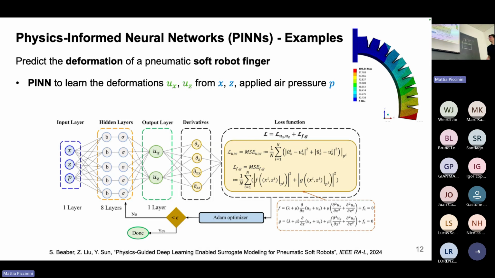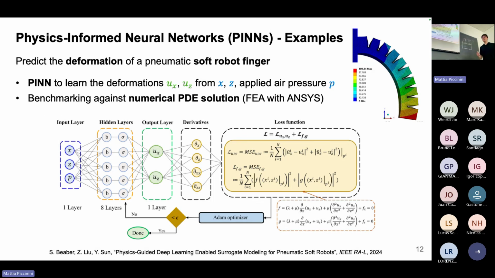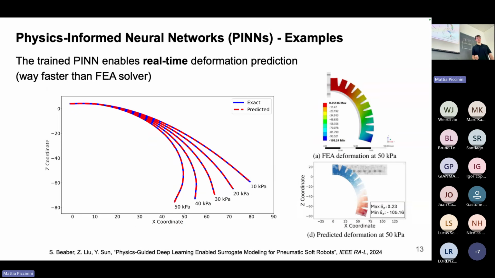Then they use the Adam optimizer, which is a gradient-based optimizer, to do everything. They were benchmarking against numerical PDE solvers. In this case, they had to use finite element analysis with ANSYS, which is a popular software tool to solve finite element problems. But with ANSYS, you need to do everything by hand. You need to write code. You need to solve it. Takes time. They were showing that the trained PINN, physics-informed neural network, is quite fast. Once it's trained, you can solve the problem in real time.